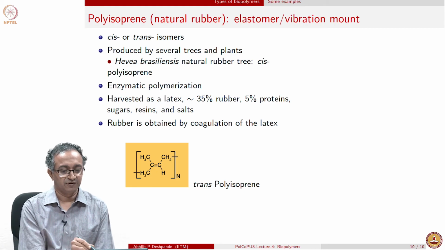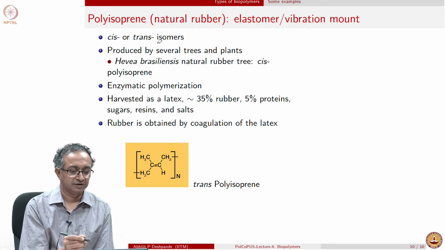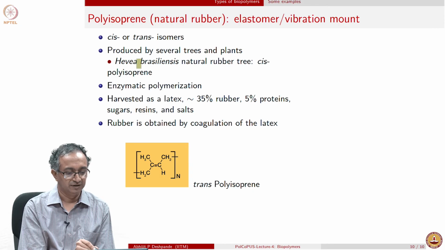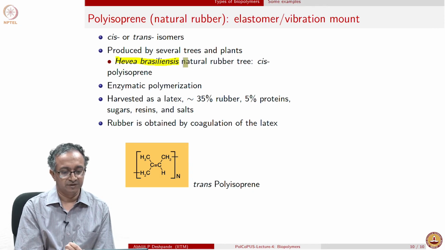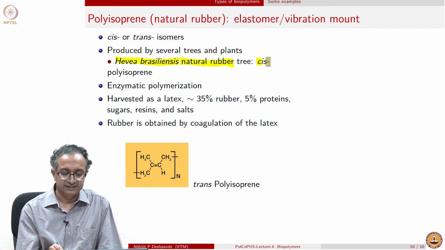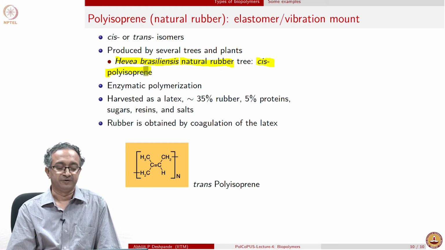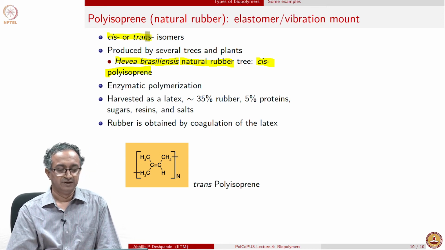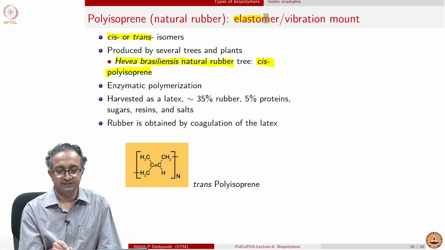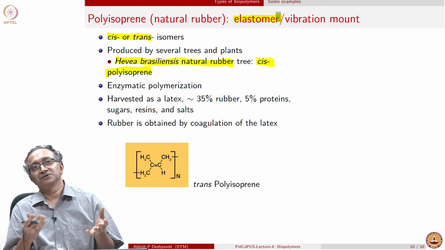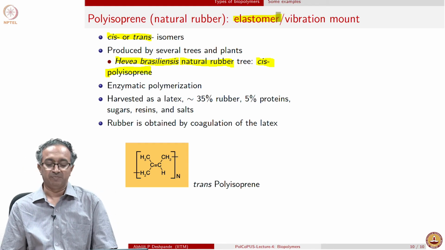In this case, this is from a tree. Several trees are producers of gums and natural rubber, and the most common that we use is the natural rubber tree, and this is an example of a cis polyisoprene. So, cis and trans isomers are possible. The application of natural rubber is elastomeric, something which stretches, and when you release it, it comes back. So, that is an elastic rubber band kind of application.